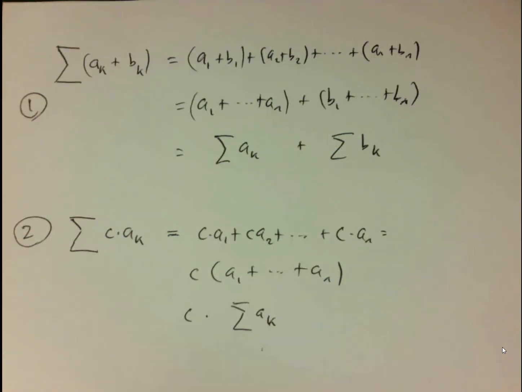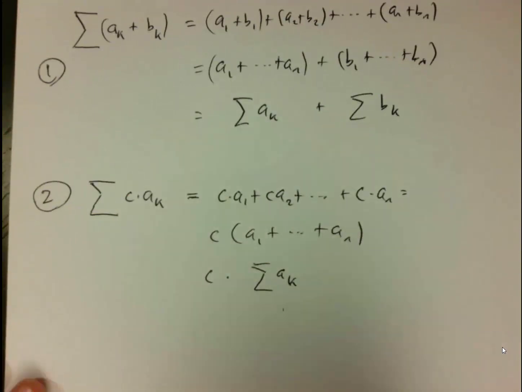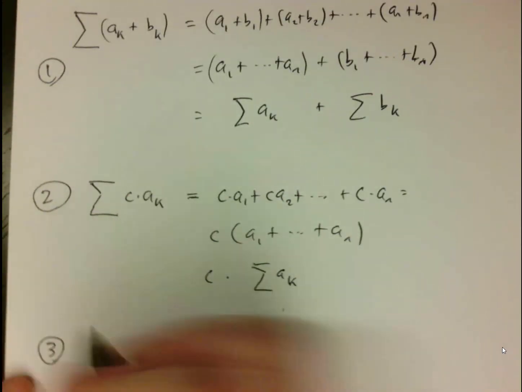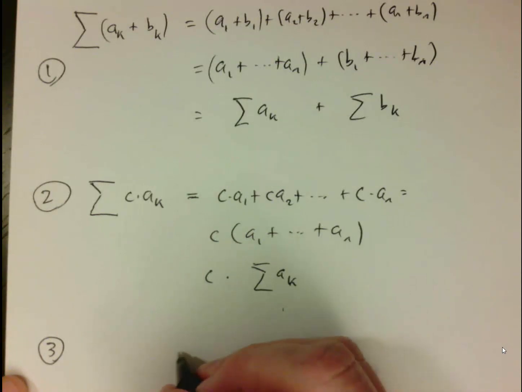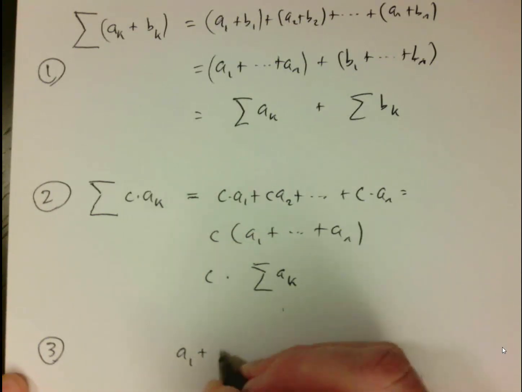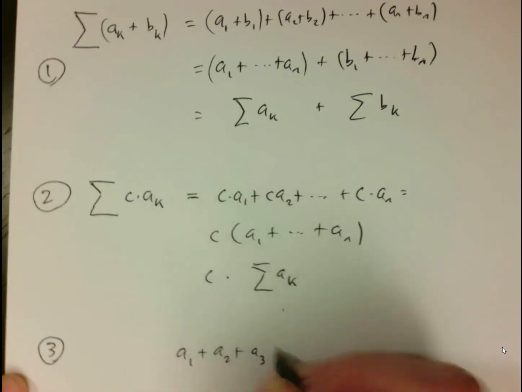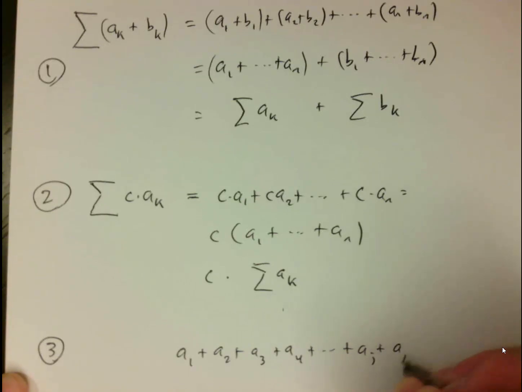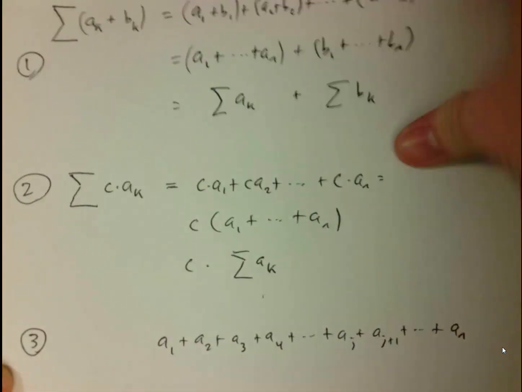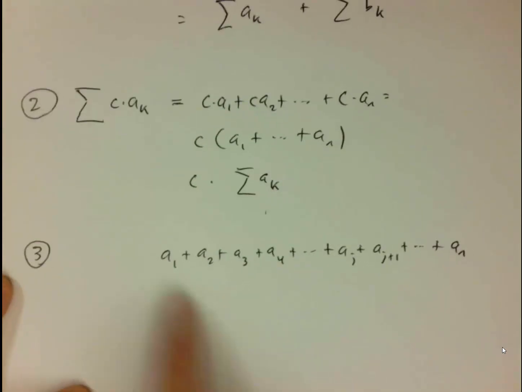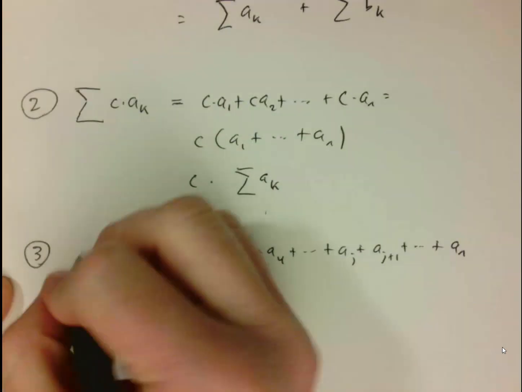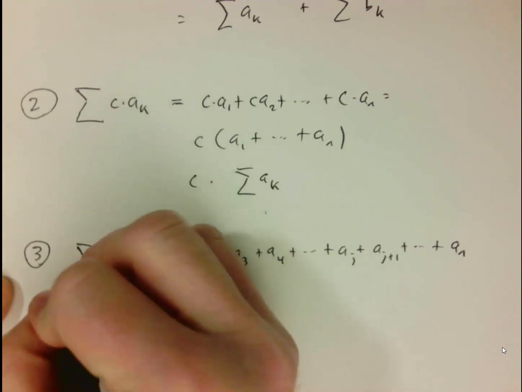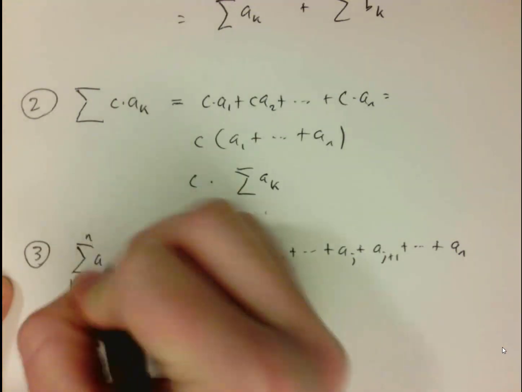Let's do one more. So the last one is, let me start with my summation, okay? 2, 3, 4. Let's go all the way up to some a sub j, j plus 1, up to n. All right, so let's say I've got a long summation. This is k equals 1 to n.